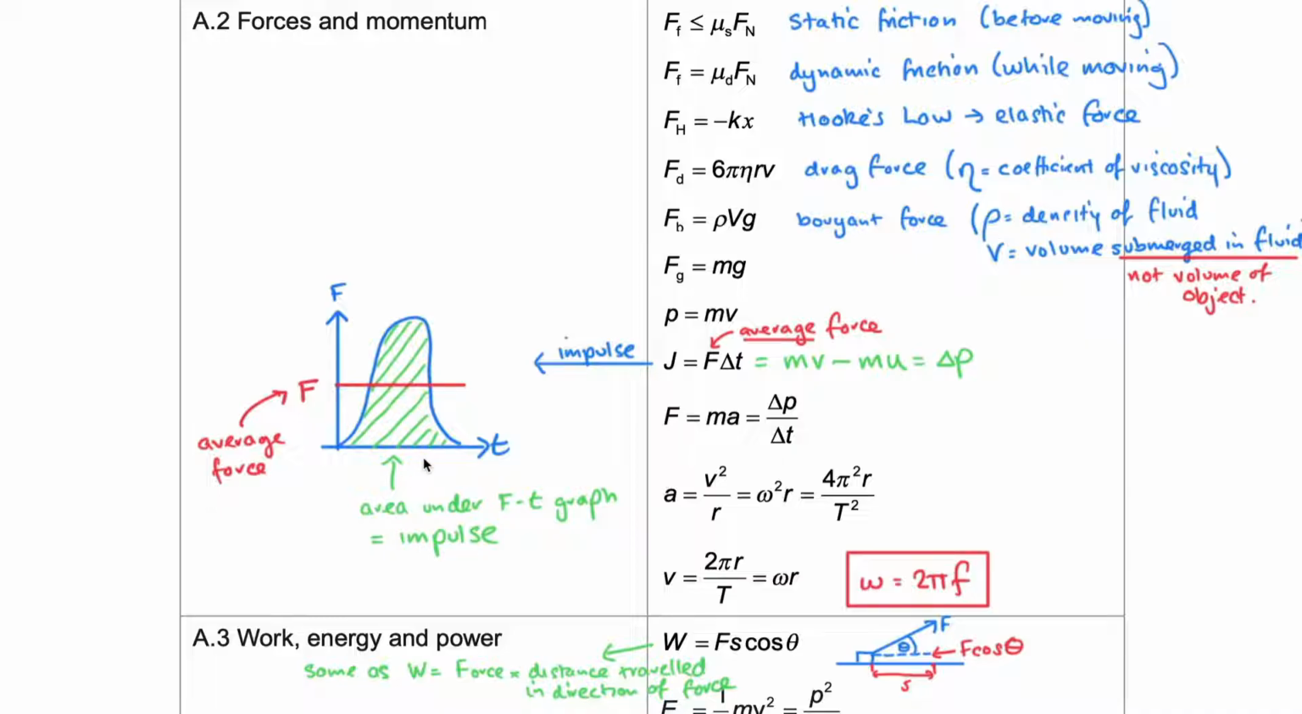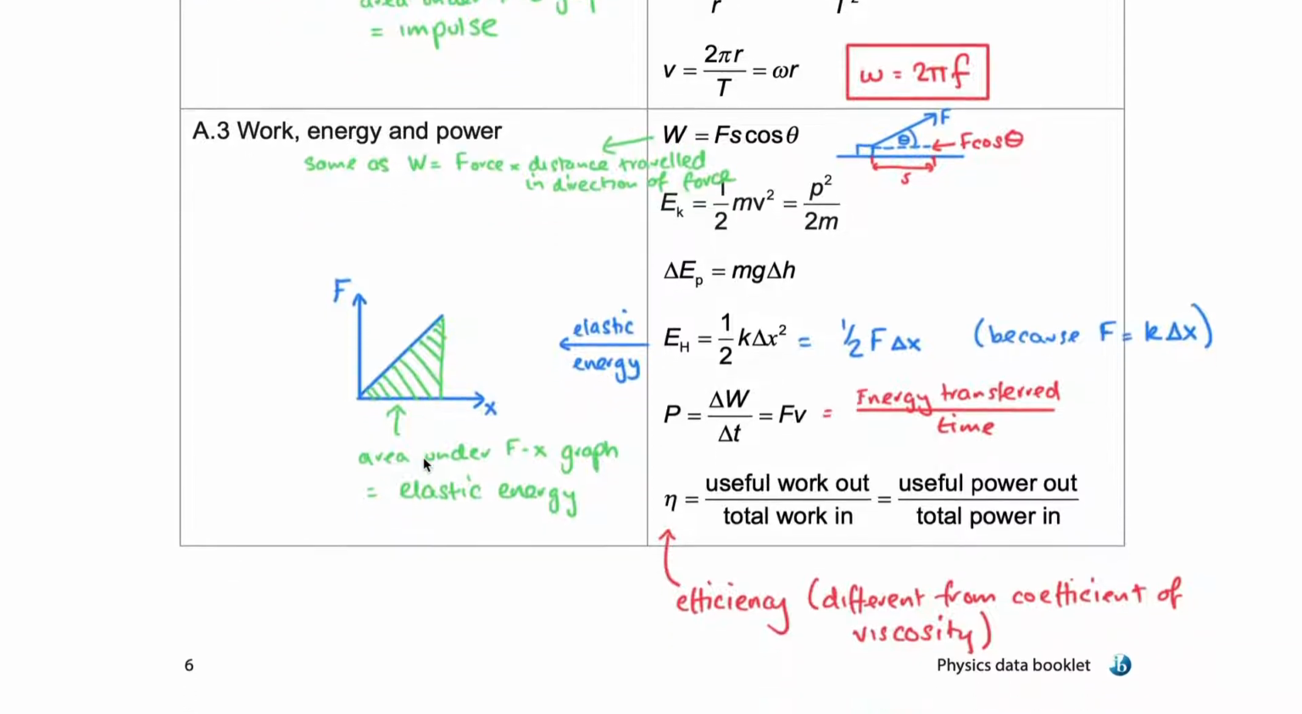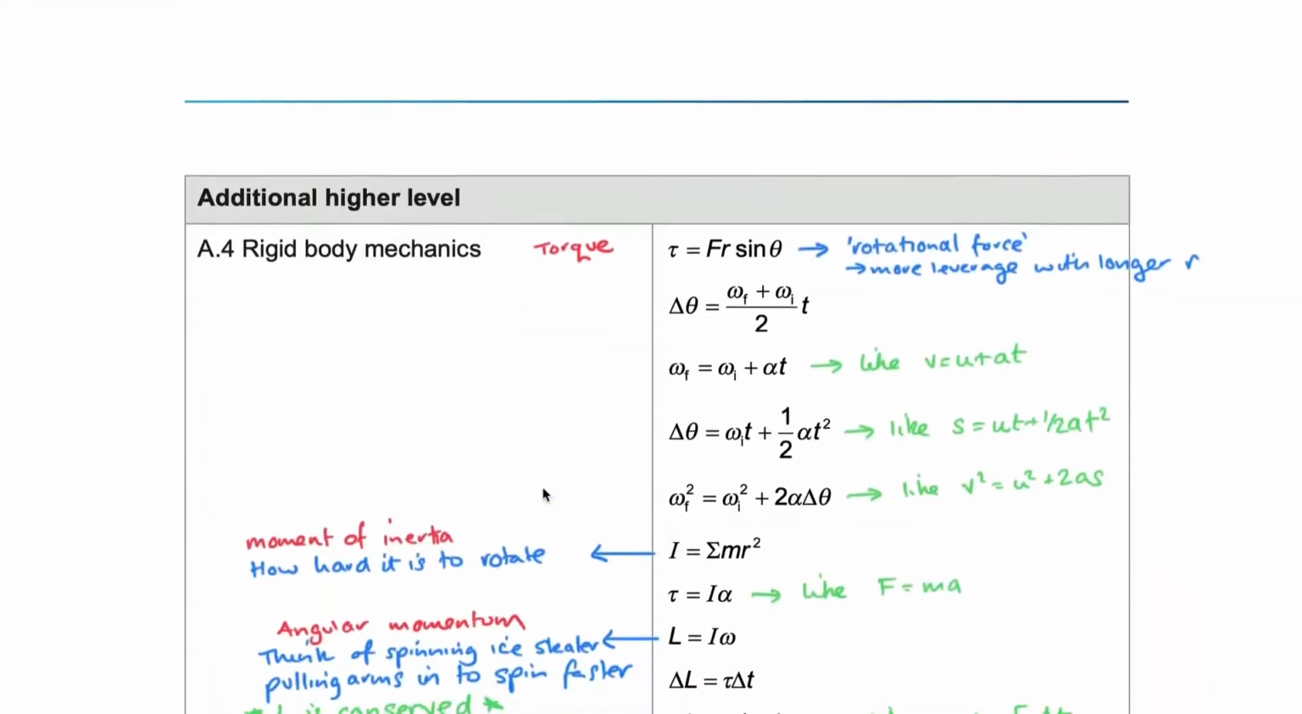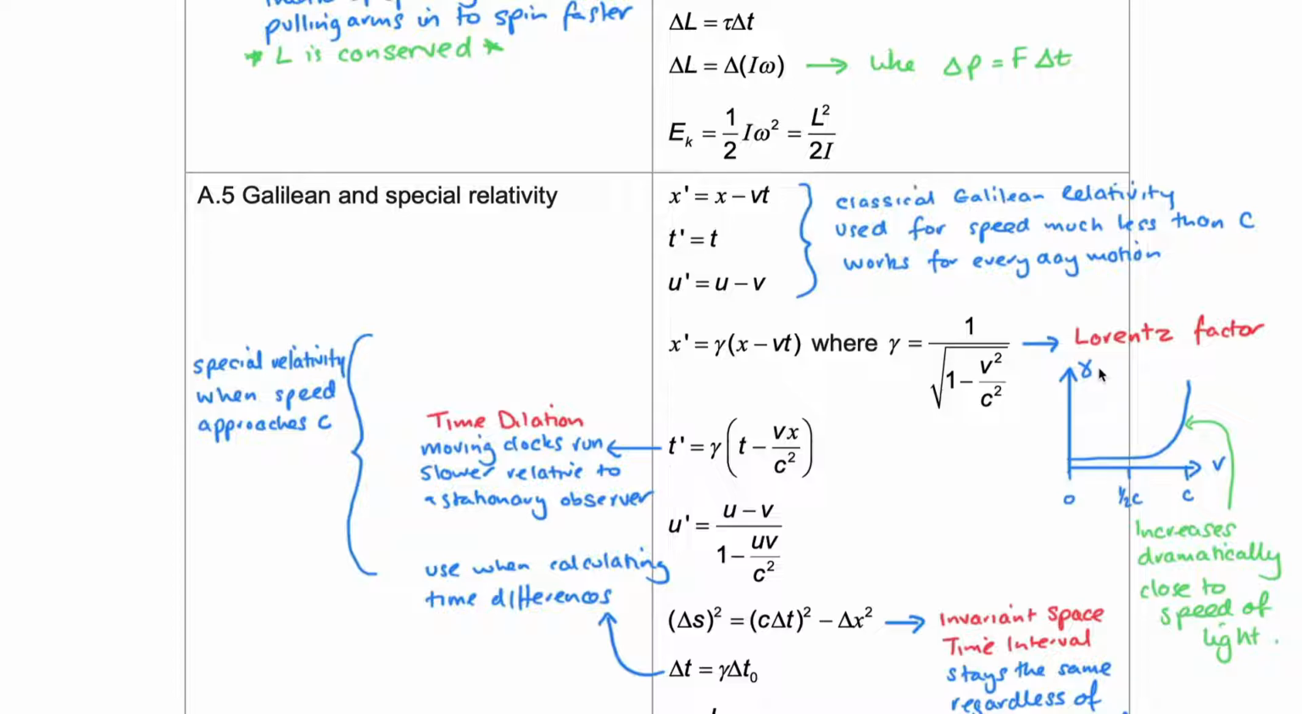That's so useful. Let's head down to work, energy and power. The area under a force distance graph is equal to elastic energy. I mean, I'm sure there's a zillion more. Let's keep going. Okay, this graph here in special relativity shows how the Lorentz factor changes with speed and how it increases dramatically close to the speed of light.